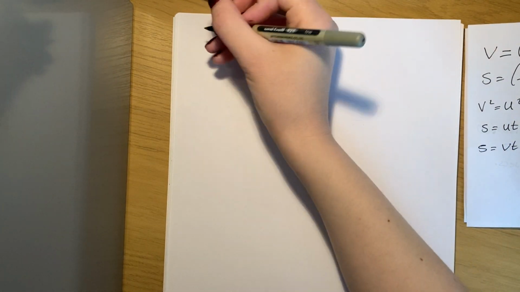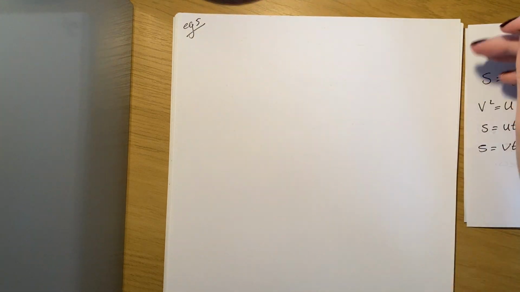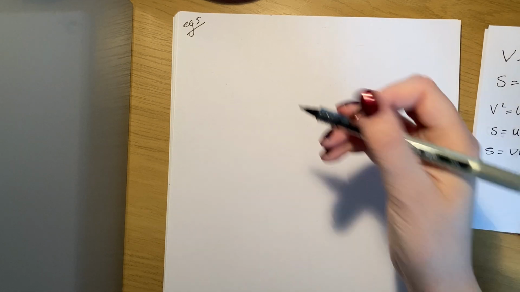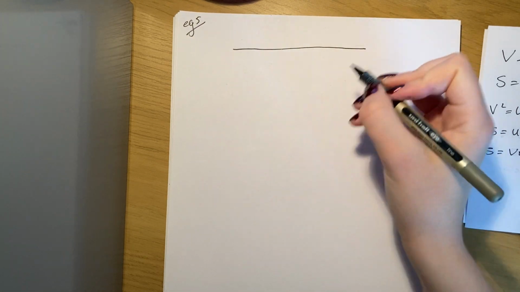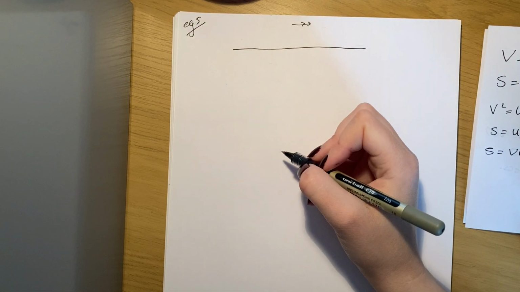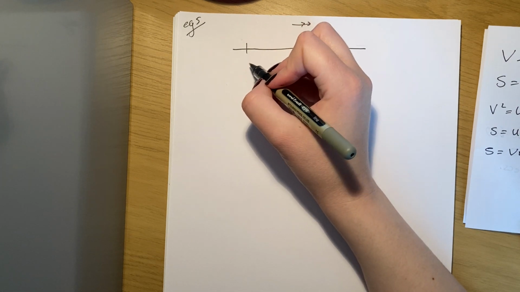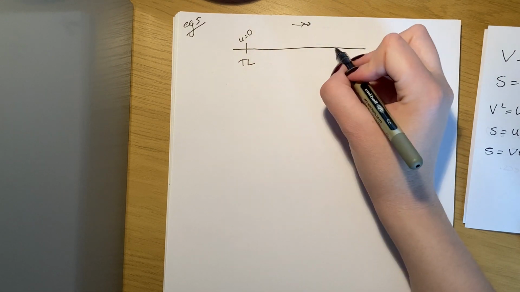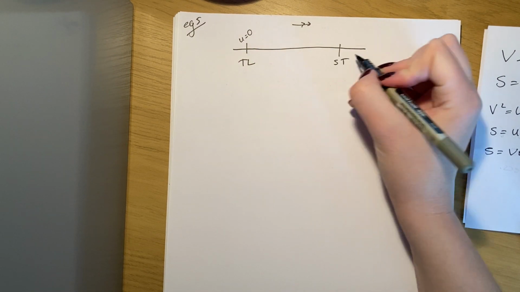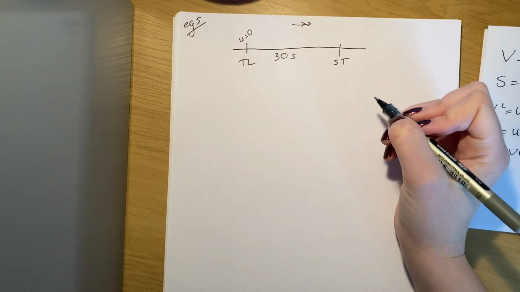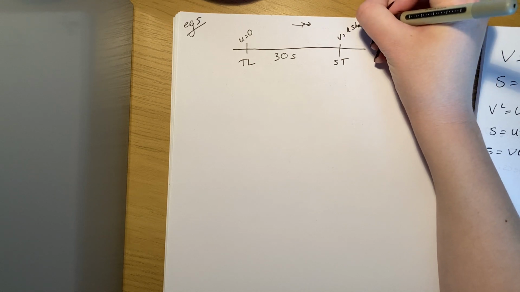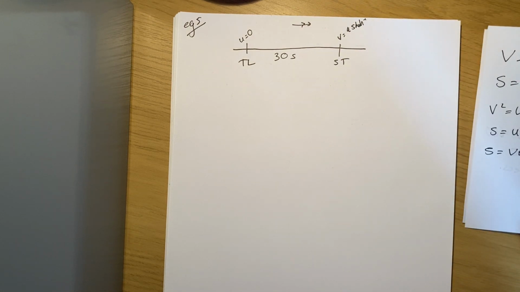Okay, example number 5. Obviously, when you're doing these, you might want to pause the video as you're going along to write these down and make sure you've got the right information. A car moves from traffic lights along a straight road with constant acceleration. The car starts at rest at the traffic lights. So at rest, speed is 0. And 30 seconds later, the car passes a speed trap where it is registered as travelling at 45 kilometres per hour. Find the acceleration of the car.